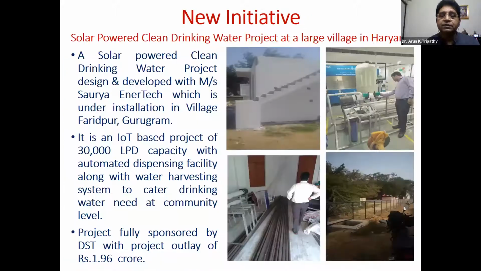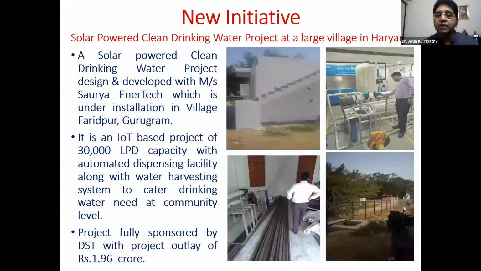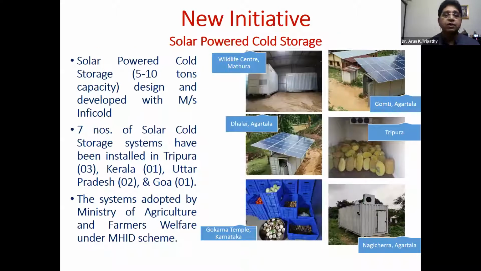Next, sir. This is a large drinking water project. We are installing a 30,000 liters per day capacity system at Faridpur village in Gurgaon, which is about 25 kilometers from my institute. This is going to provide piped water in 3 villages nearby.